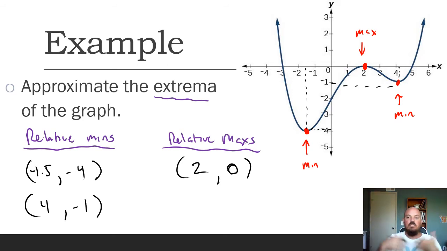But I'm just telling you, when I give you this type of question, I'm testing to see that you knew what extrema meant, you knew how to label minimums and maximums, and you gave me a point in the general right area.